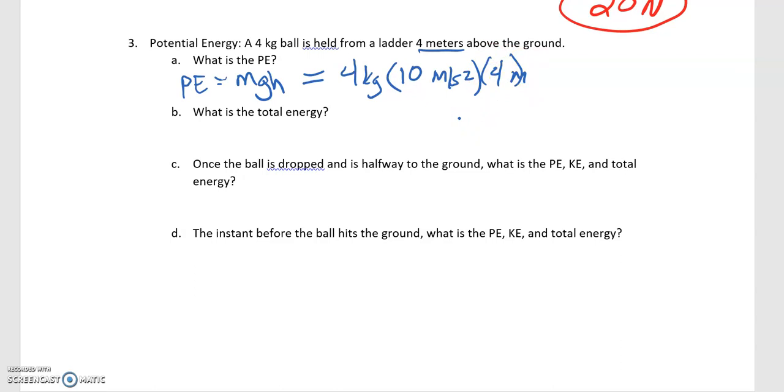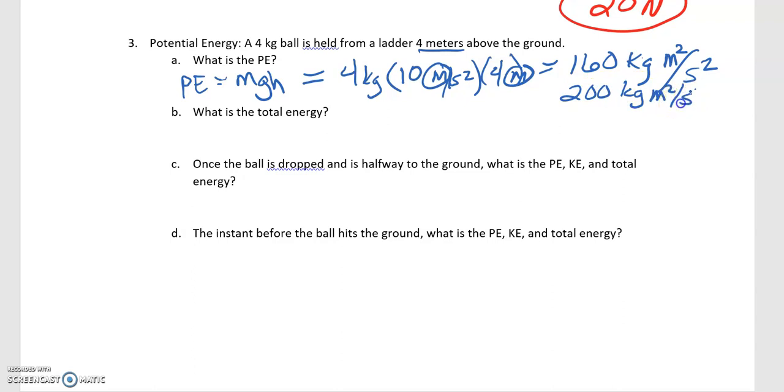Okay. Multiply that all out, and you should get 160. And our label, we would have a kilogram. Now notice we have a meter times a meter, so that's a meter squared, and then we have a per second squared. That gives us a kilogram meter squared per second squared, which is an acceptable unit for energy. So that would be our total potential energy. Let's check our significant figures. We only get 1, so I would actually need to round that to 200 kilogram meters squared per second squared.